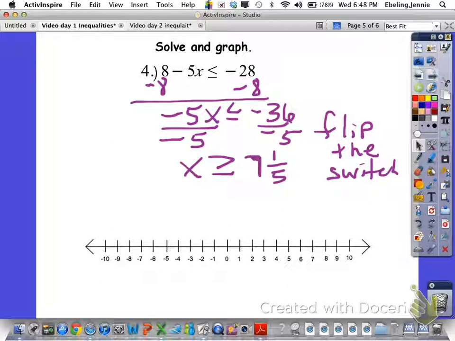So when I go to graph it, I go to negative 7 1/5, and I have to make sure that I put a solid circle in there. And then I want to shade to the right and make sure that I put an arrow in there. Now checking this, maybe you could plug in the number 8 or the number 9 or number 10 and check it to see if it's the correct side that's shaded.